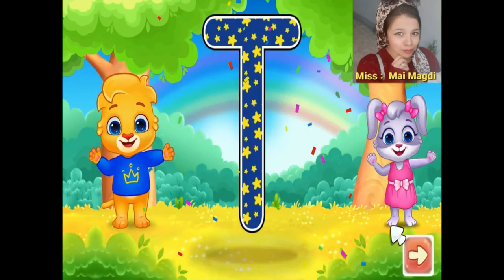What's this letter? T. What's the sound of letter T? T, T, T. Excellent! Again! T, T, T. Excellent! شاطرين جدا! Okay. وبكده يبقى خلصنا letters بتاعت النهاردة. يلا ناخد exercise. Let's go!